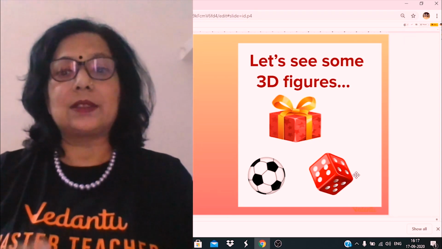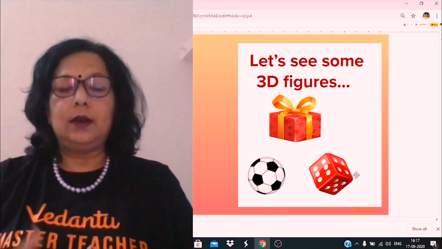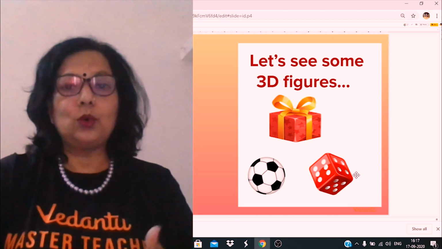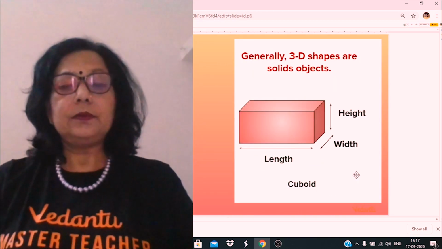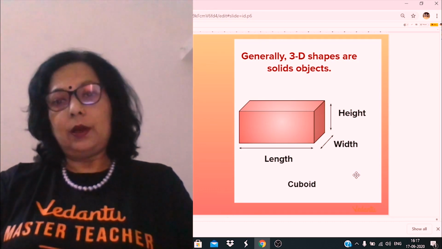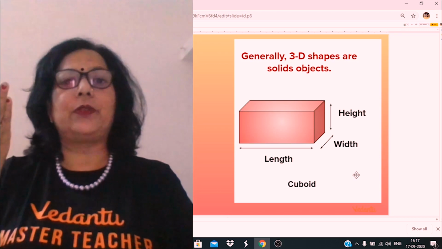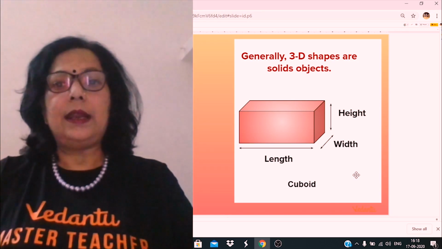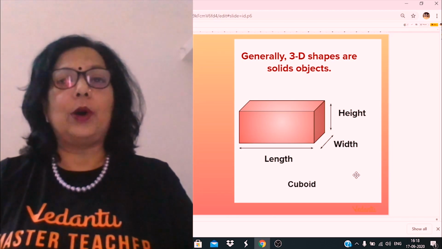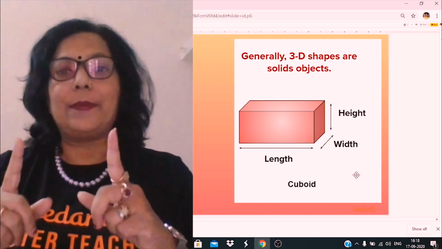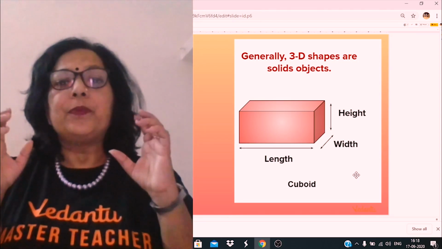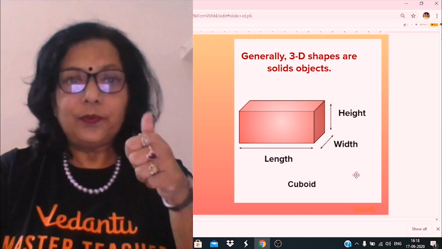But what about things like a dice, a football, a gift pack, a shoebox, a godown, a box, a room? What are these called? See, if you look at your room, it has a length of the floor, breadth of the floor, and height of the room. So three dimensions are there: length, breadth, and height. Such shapes are called cuboids because they have three dimensions. A geometrical figure, a solid object having three dimensions, is called a 3D figure.